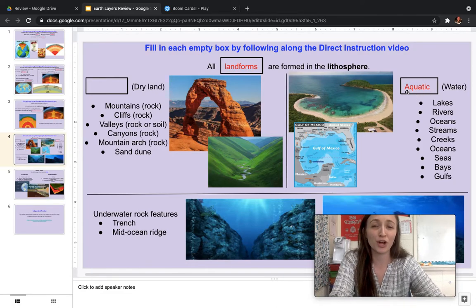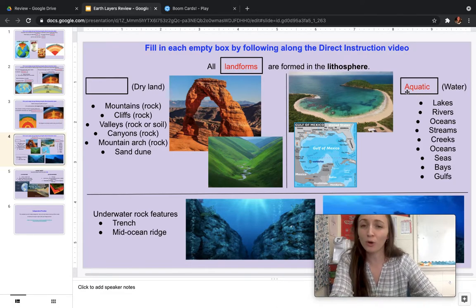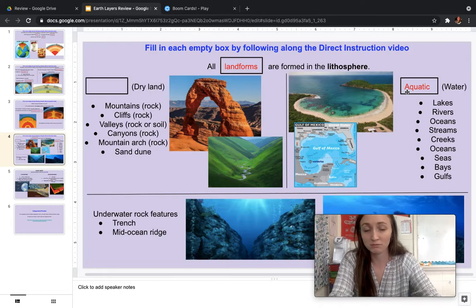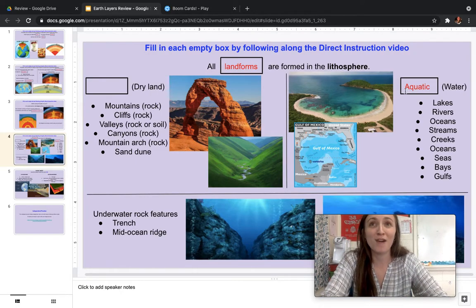If you think of the word aquarium, we know what an aquarium is. That's where you go to see a bunch of fish in big fish tanks somewhere. Sure. So you think of aquarium, it also sounds like aquatic.